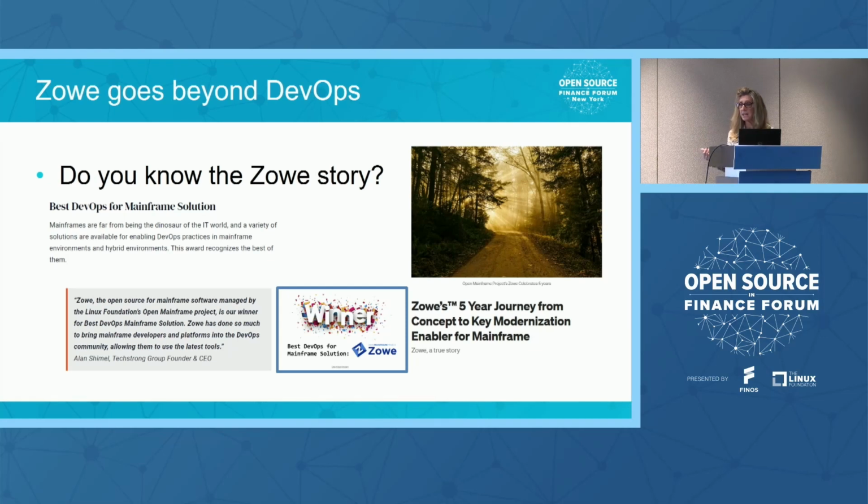If you're interested in how that happened, how it began, who started what, was it Rocket, was it IBM, was it CA? Read Zowe's 5-year journey from concept to key modernization enabler for mainframe. That gives you all the gory details on how it began.